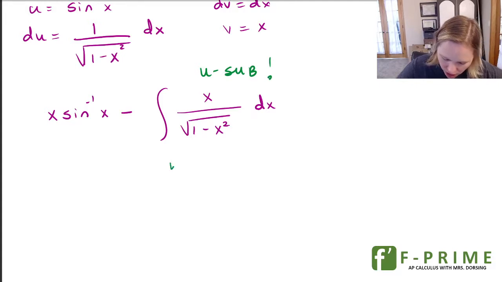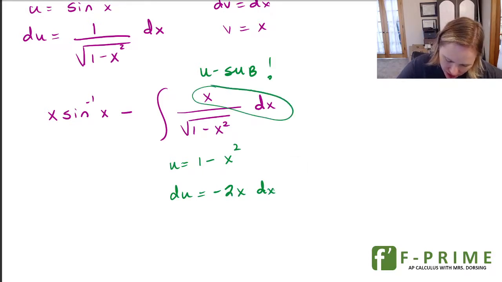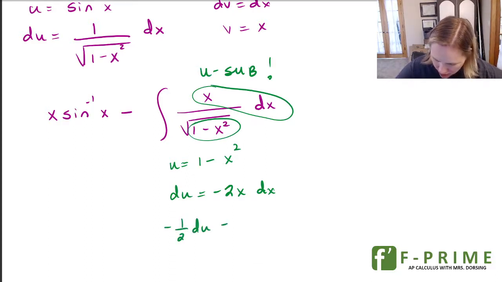So here we go. I'm going to let u be the stuff in the denominator. I'm going to let it be 1 minus x squared, which means du is negative 2x dx. So there's my x dx. This will be my du. The negative 2 I can deal with later. I'm not too worried about that. x dx. All right, so let's go ahead and integrate this. So I'm going to go off to the side, and this is where it's okay to kind of have some workspace.